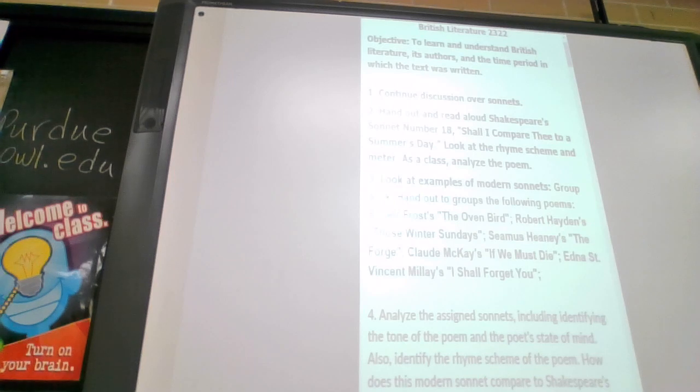And that was no accident that these are written in a way that, if they're read correctly, will mimic a heartbeat, because most of these are love poems. And so, set against the rhythm of a beating heart, and then the rhyme scheme. What's the rhyme scheme?